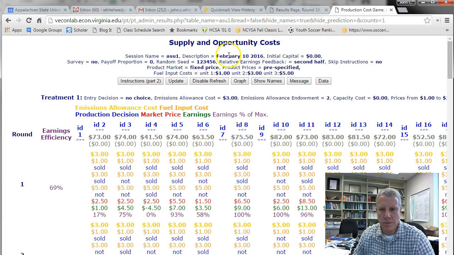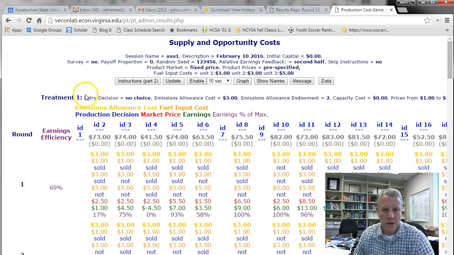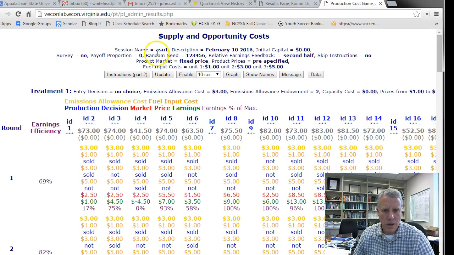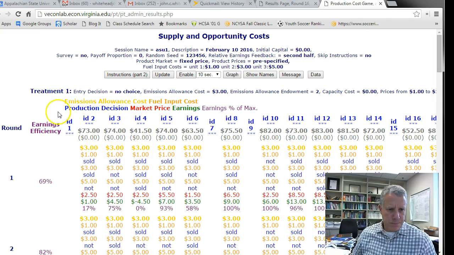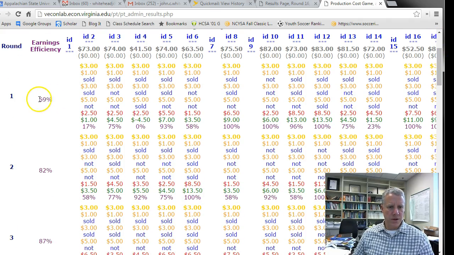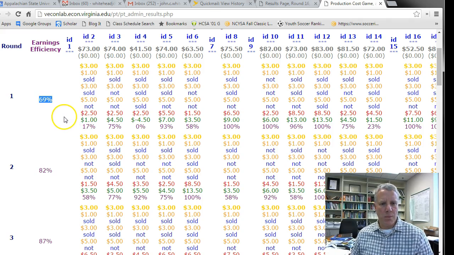Yeah, so now that everyone has completed the experiment, we have the results here, and let's see if I can disable refresh. There we go. So now that everyone has completed this, we've got the results, and the first column over here tells us the round and the earnings efficiency. The earnings efficiency measures how much money you earned relative to how much you could have earned.